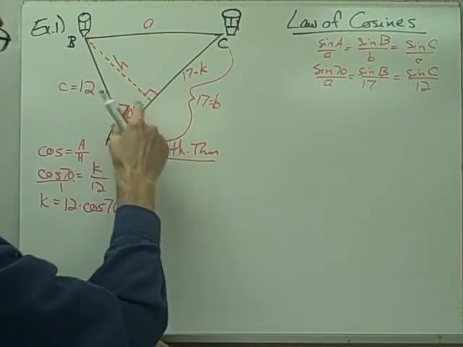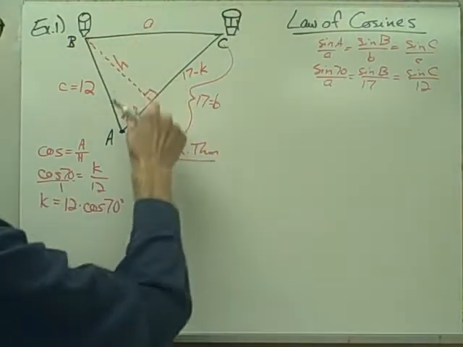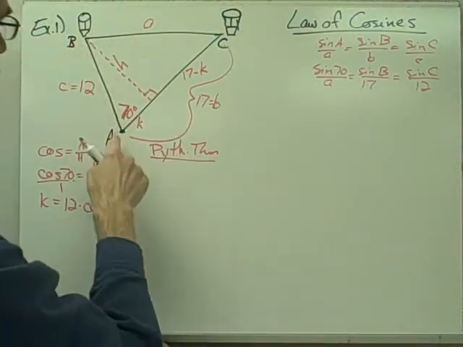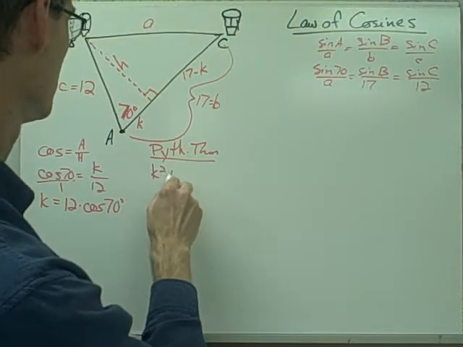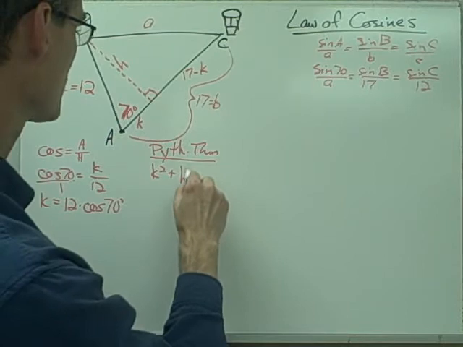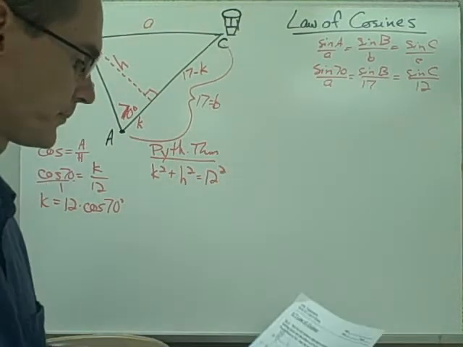All right, Pythagorean theorem, here's a right triangle. Remember, the Pythagorean theorem says the sum of the squares of the two legs of a right triangle is equal to the square of the hypotenuse. So that's going to be k squared plus h squared equals 12 squared.